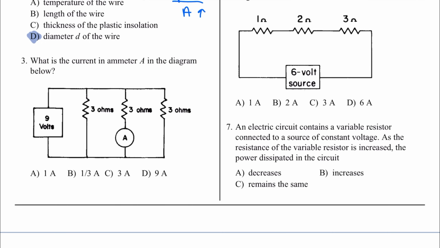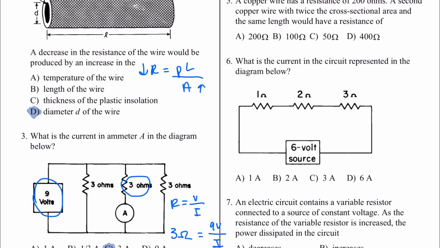Number 3, what is the current in ammeter A in the diagram below? So this is a parallel circuit, and we need to find the current in ammeter A. At ammeter A, the resistance is 3 ohms, and the voltage is 9 volts, because the voltage in a parallel circuit stays the same all throughout. So now let's put this into the equation, R equals V over I. Resistance is 3 ohms, voltage is 9 volts, and we're trying to solve for I. So we solve this out, we're going to get 3 amps.